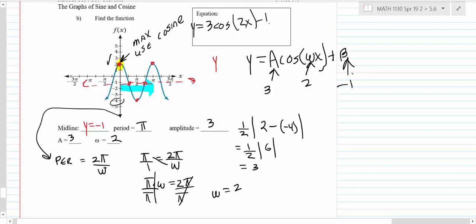And you can check on your calculator. I mean, you could put 3 cosine 2x minus 1 in and it would give you the same graph. Okay, so we'll work on that a little bit more next time. But the key is figuring out those pieces: the period, the amplitude, and the up-down thing. Okay.